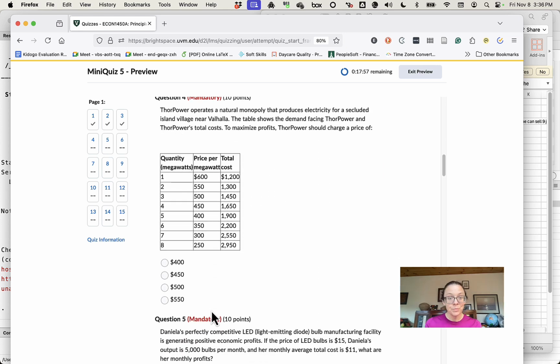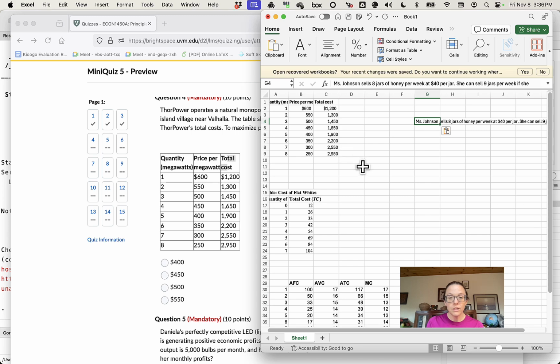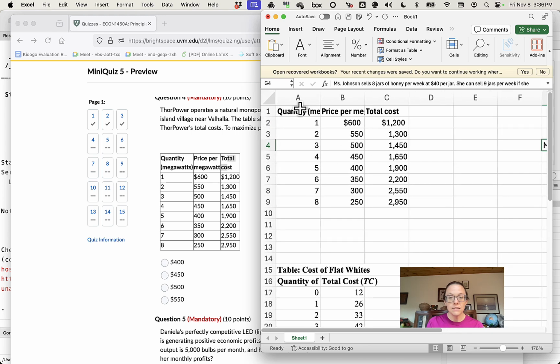Now it's math time. So now we have a natural monopoly that's making electricity. We've got a real electricity theme today. And we have a demand curve which is mapped out with this relationship between price and quantity. And then we also have the cost curve mapped out. So what this shows us right here, this price per megawatt and the quantity, are going to show our demand curve. And this total cost we can use in order to figure out what the marginal cost is. So I've copied this over here so we can zoom in and see it. It's the same. You should see the numbers are the same.